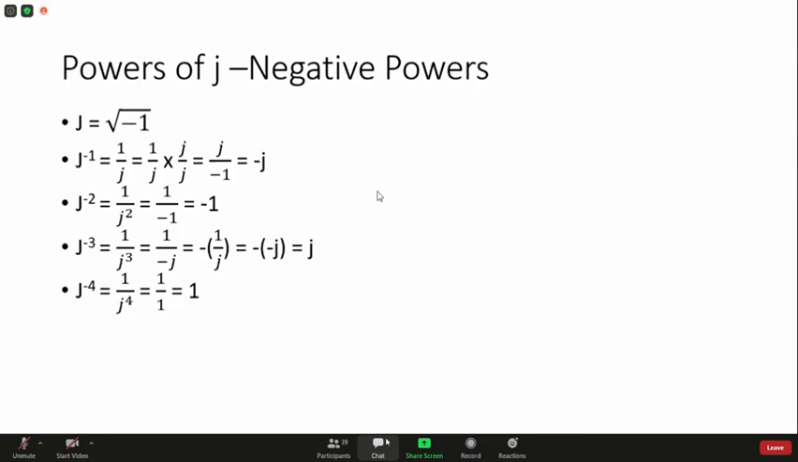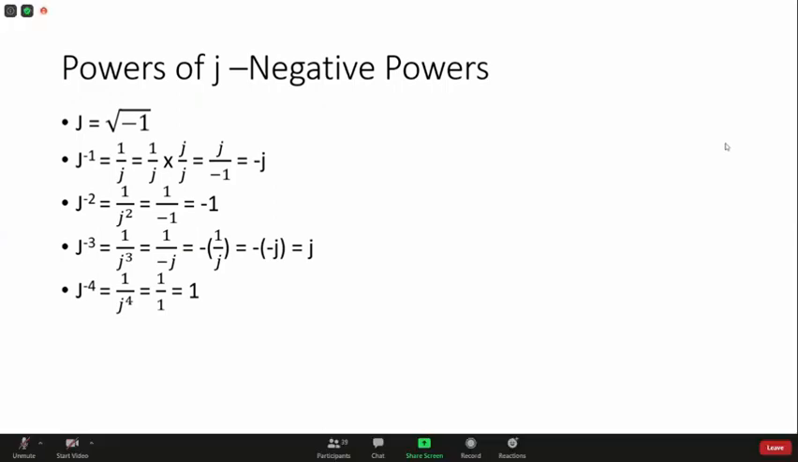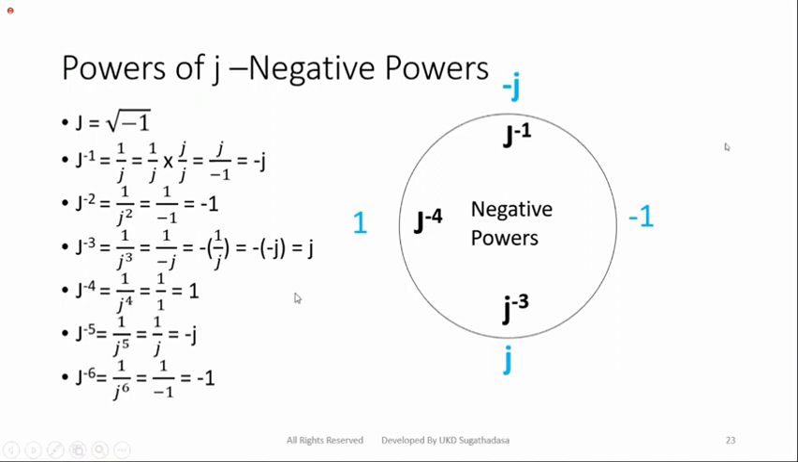Again, you see a very interesting result. Again we are getting the same values: either plus or minus 1, plus or minus j. See, j to the power minus 1 is minus j, j to the power minus 2 is minus 1, j to the power minus 3 is j, j to the power minus 4 is 1. Similarly, j to the power minus 5 is minus j, j to the power minus 6 is minus 1. You see the same cycle, though the values are different. Similarly, the cycle will continue.